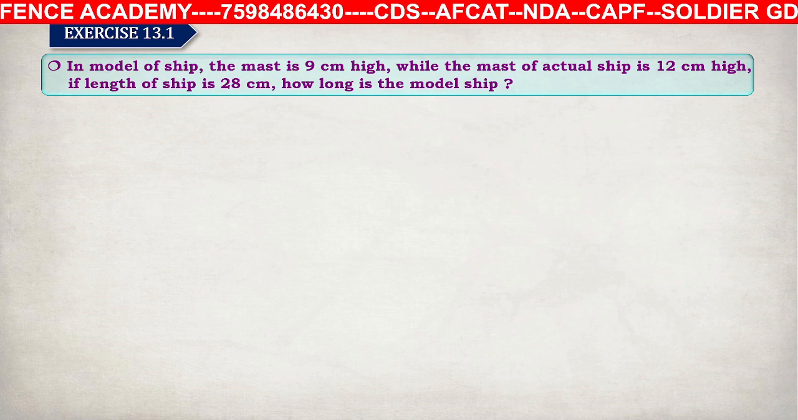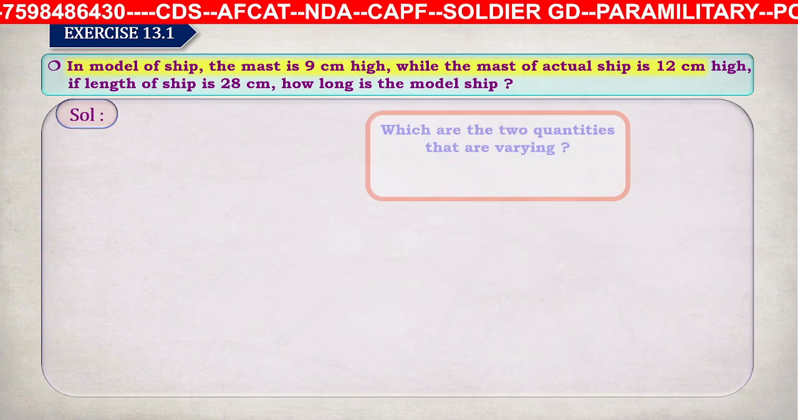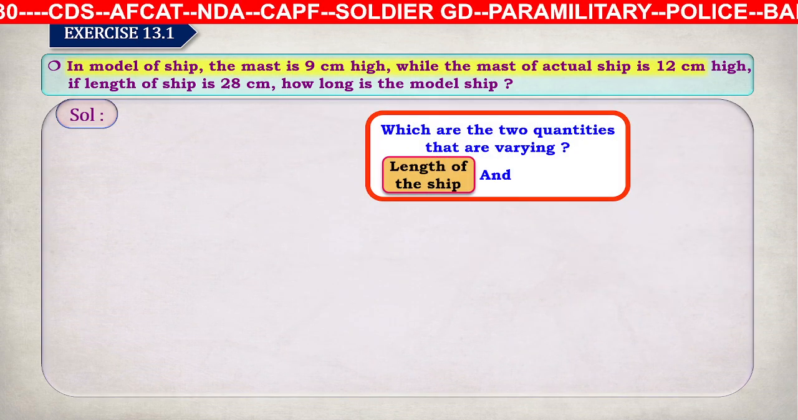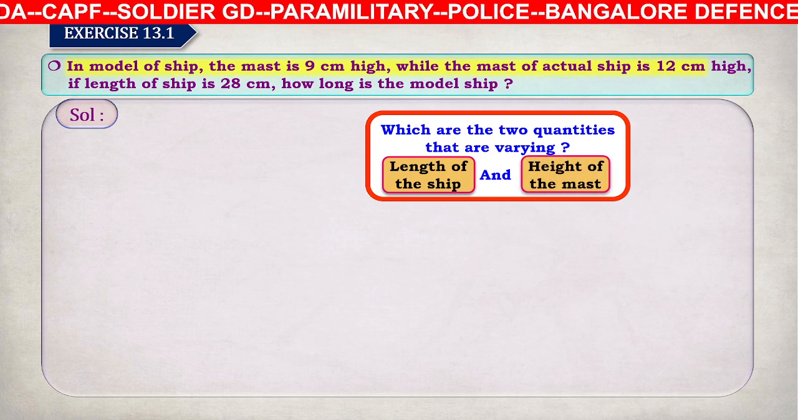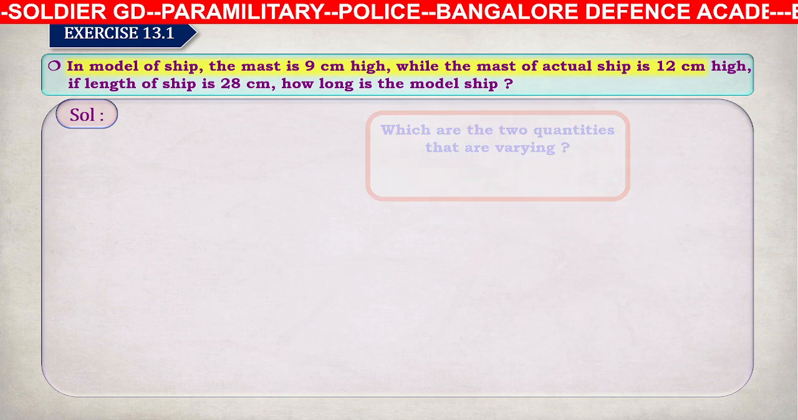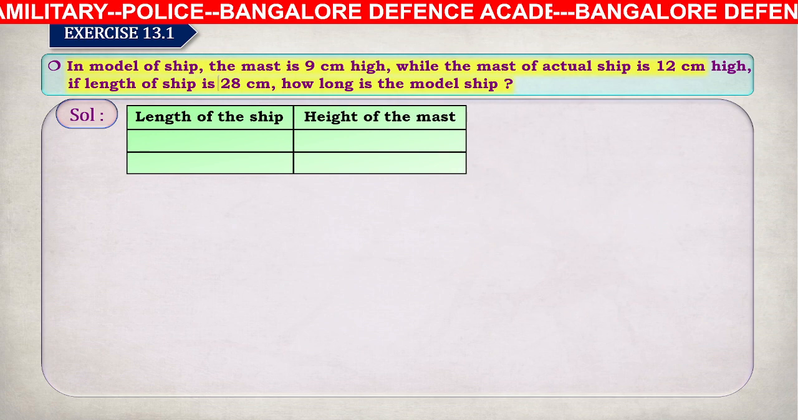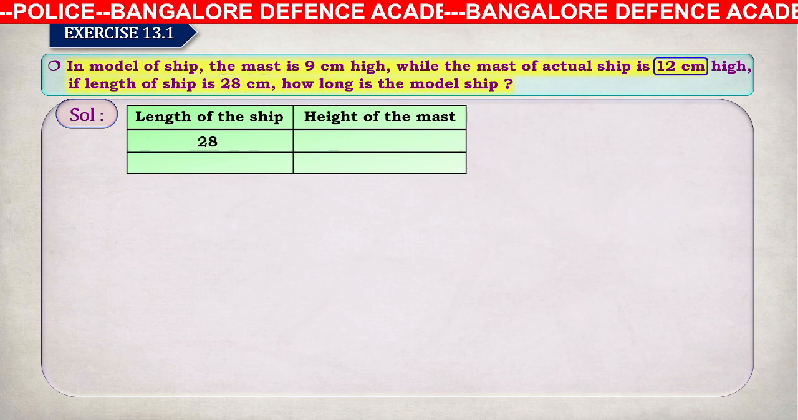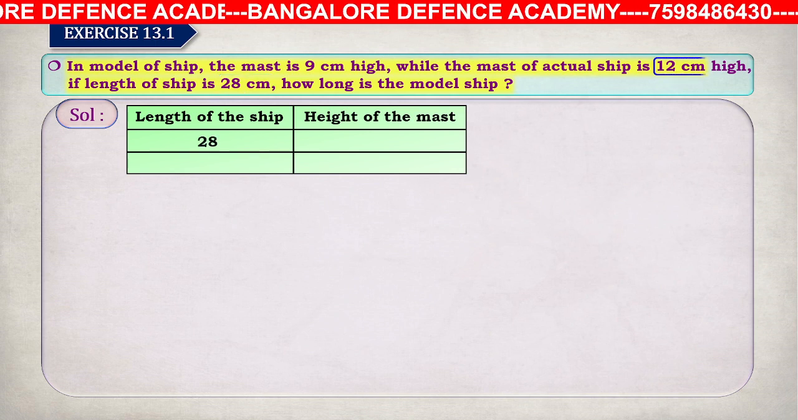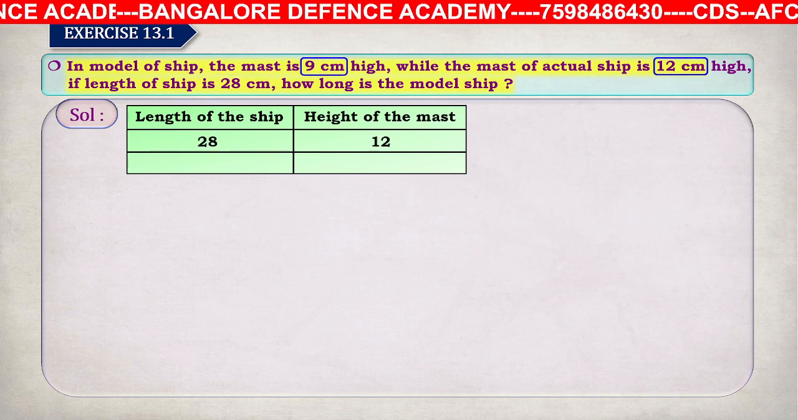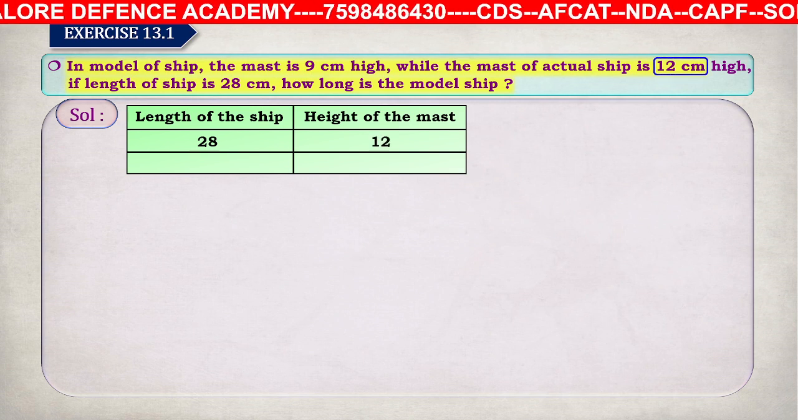If the length of the ship is 28 centimeter, how long is the model ship? Now imagine here I am comparing two quantities, length of the ship and the height of the mast. I am going to write this in a tabular column. Initially they have given the original length is 28 centimeter and the height of the mast is 12 centimeter.